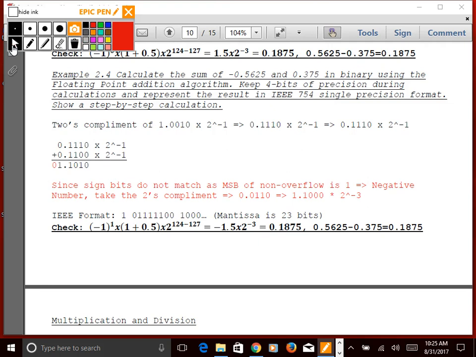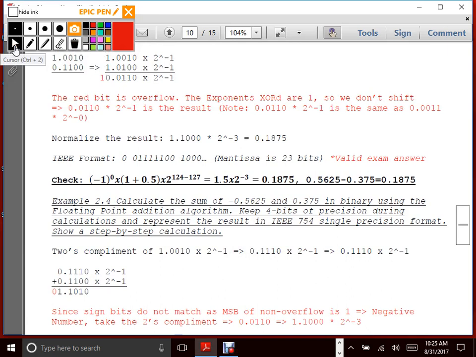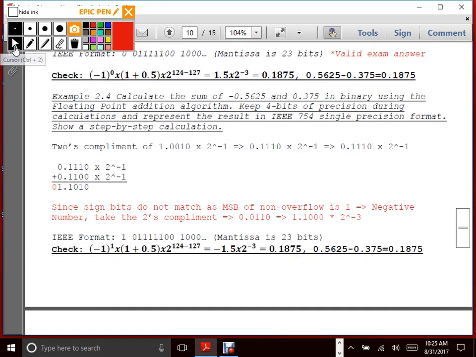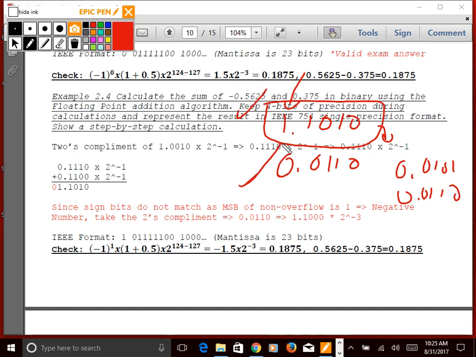Does anybody have any questions about how this result here of this 1.1010 came about? If you don't mind, I'm going to scroll up here for a moment. You see here we had this 0.0110. So we took these two values here. We had the 1.1010, and then the second we had 0.110. This here, because it's negative, we perform the 2's complement, so we get 0.0101, 0.110. So that means this is the negative value of 0.1875, and this is the positive value.